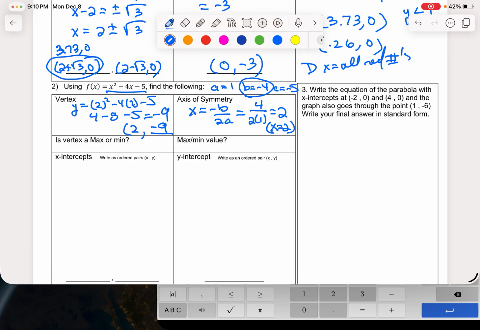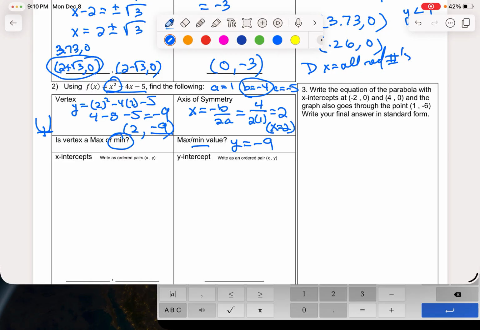Okay? Now, a is positive. So that means my graph is going to smile this time, which means our vertex is a minimum. Okay, so what's our minimum value? It's y is equal to -9. It's the y value of the vertex.